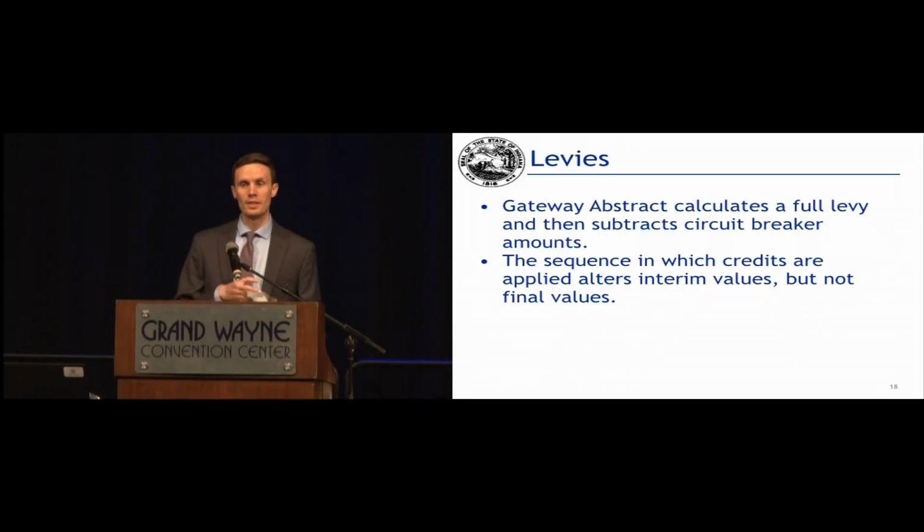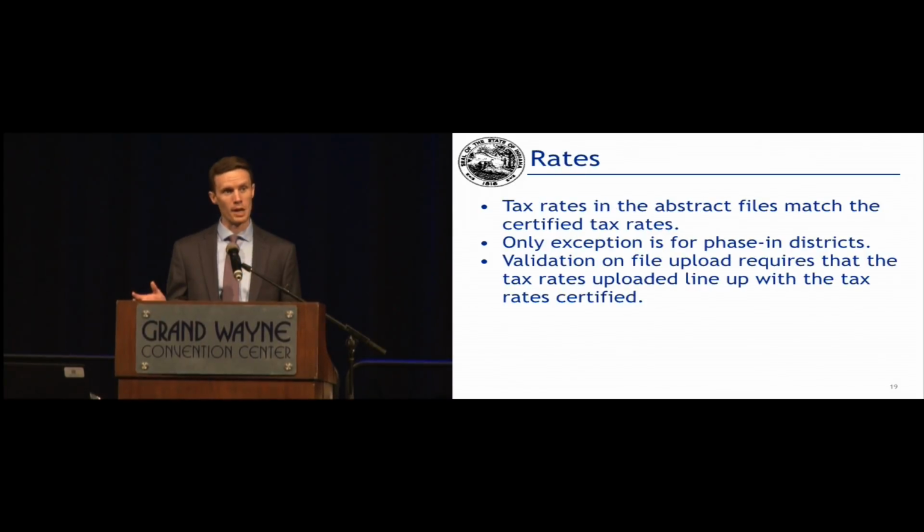So in the same way with levies, tax rates is something that we can compare between the Excel abstract and Gateway. And the tax rates in the abstract files are designed to match the certified rates. And the only difference that I can think of would be for phase-in districts. And there aren't that many counties around the state that have a phase-in or set of phase-in districts. But if you do, that's the one case where on the budget order, you're going to receive one full certified rate for the taxing units and for the taxing districts. And the rate's going to differ when it's uploaded into Gateway Abstract. And that's actually the exact same as the Excel abstract. You go in and you end up modifying those rates within the abstract so that you're using the phased-in rate as opposed to the full rate.